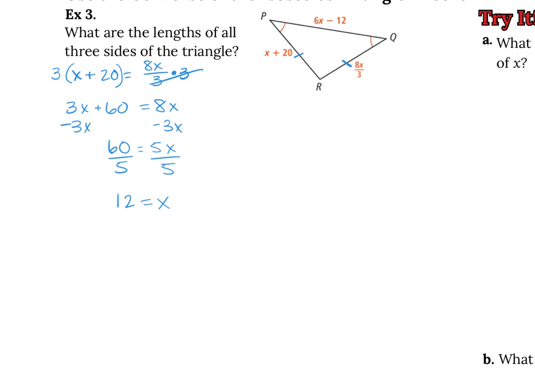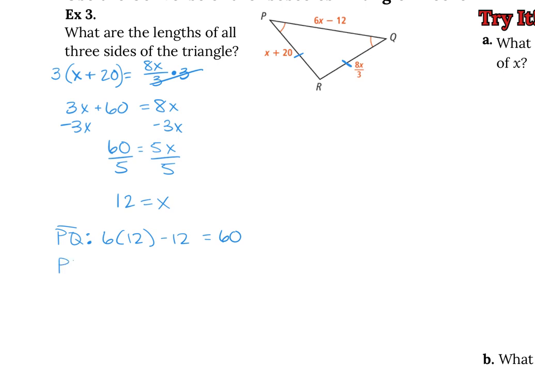So I've solved for x, but I don't want to know x. I want to know each of the side measures. So let's start with P, or PQ, I should say. PQ is 6x, where x is 12, minus 12. So once I solve that, I would get 60 for that first side.